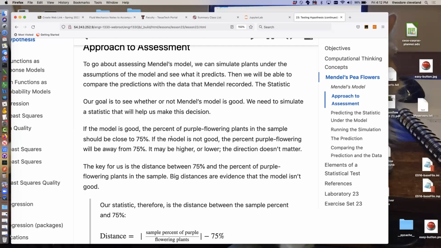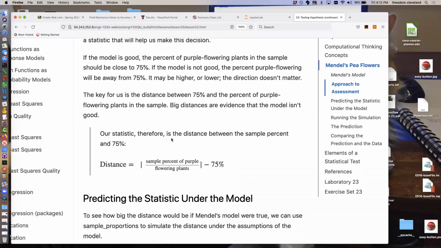Whereas on the other hand, if our estimate is not that good, we would conclude either our estimate is bad or, more likely, Mendel's model is garbage. So our statistic in this case will be called the distance.